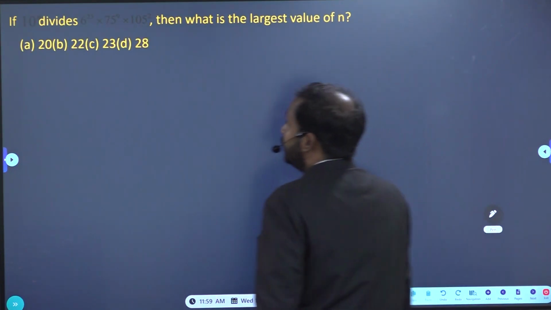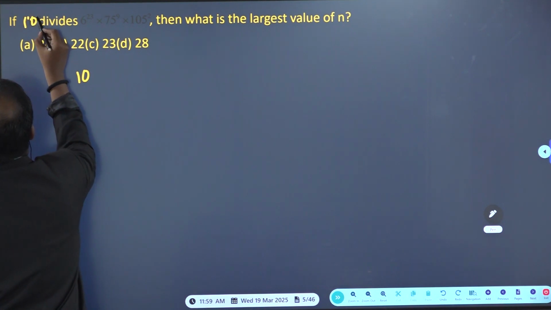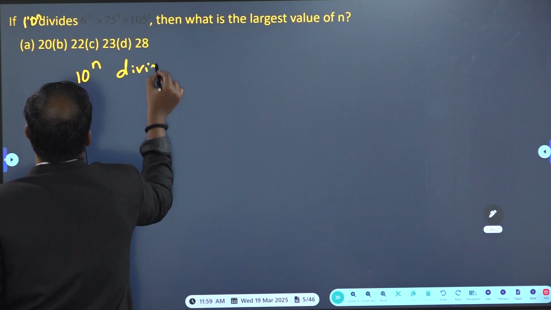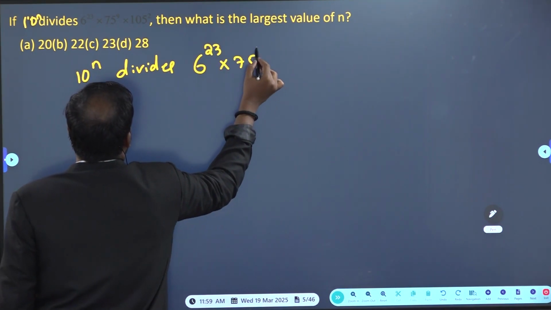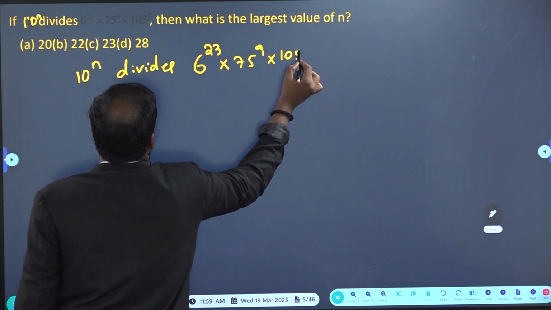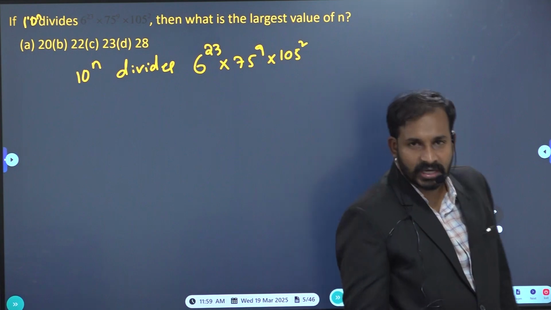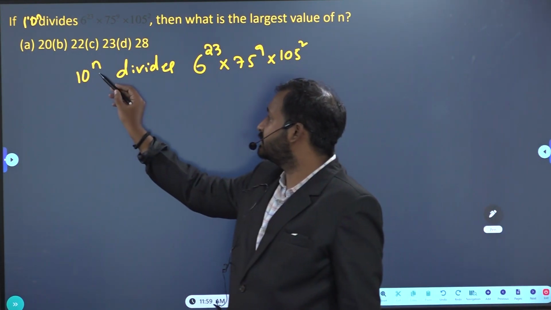Next one. If 10 power n divides 6 power 23 into 75 power 9 into 105 square, then what is the largest value of n? Similar to our last question only. So here we need to put the largest value of n.